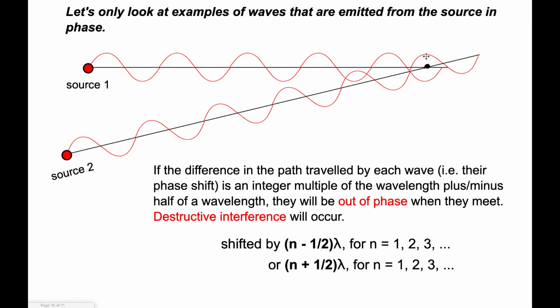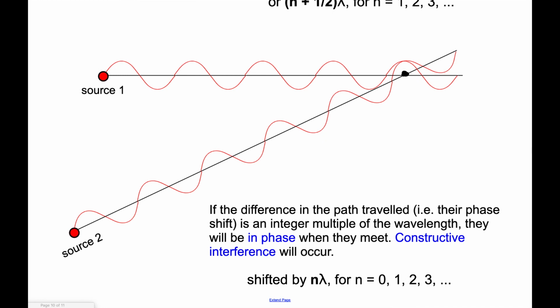That will ensure that, for example, when one wave is at a crest, the other wave is going to be at a trough. If we want to ensure perfectly constructive interference, the difference in the path length that they travel has to be equal to an integer multiple of a wavelength. That concludes our summary of wave properties for today.